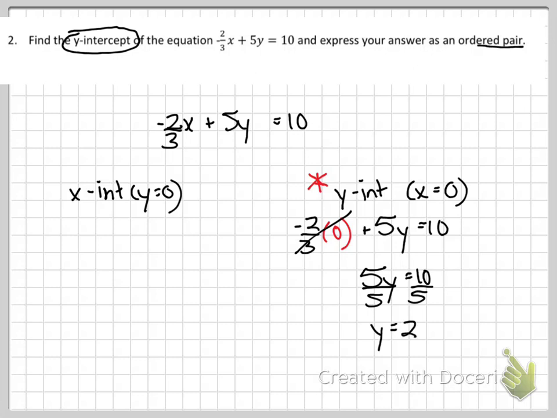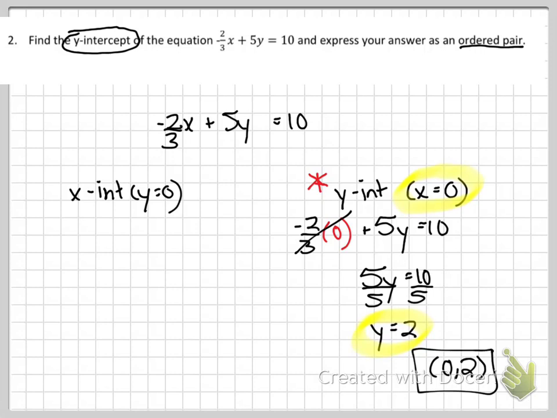Now, it also asks us to express our answer as an ordered pair. So my final answer is that x equals 0 and y equals 2. So I write that as the ordered pair (0, 2). And that is my final answer.